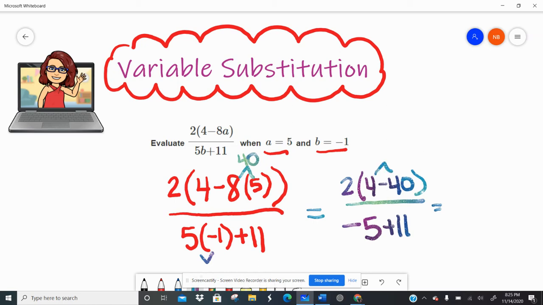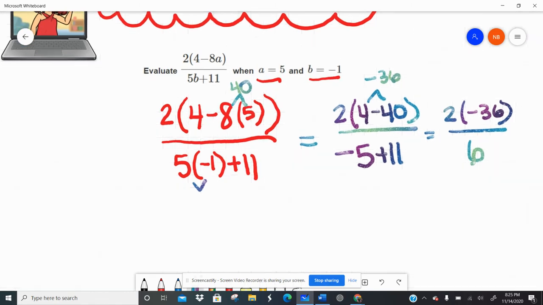So 4 minus 40 is -36. So this is really 2 times -36. And then -5 plus 11 is +6. And now I just continue on with my order of operation problem. 2 times -36 is -72 over 6. And -72 divided by 6 is -12, right? So I can simplify that order of operation problem by substituting in the variable.